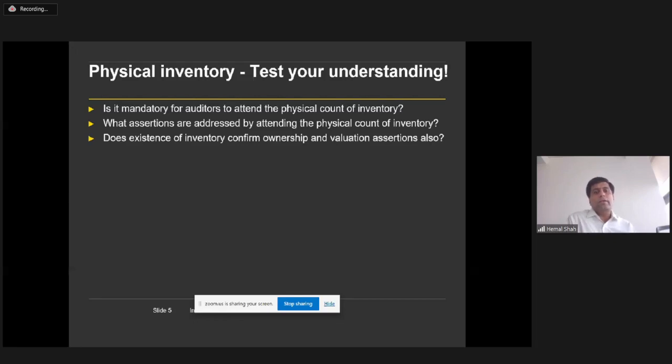Does existence of inventory confirm ownership? That is what I think we discussed. Existence of inventory does not confirm ownership directly. Of course, it is an indicator, but it does not directly confirm ownership.